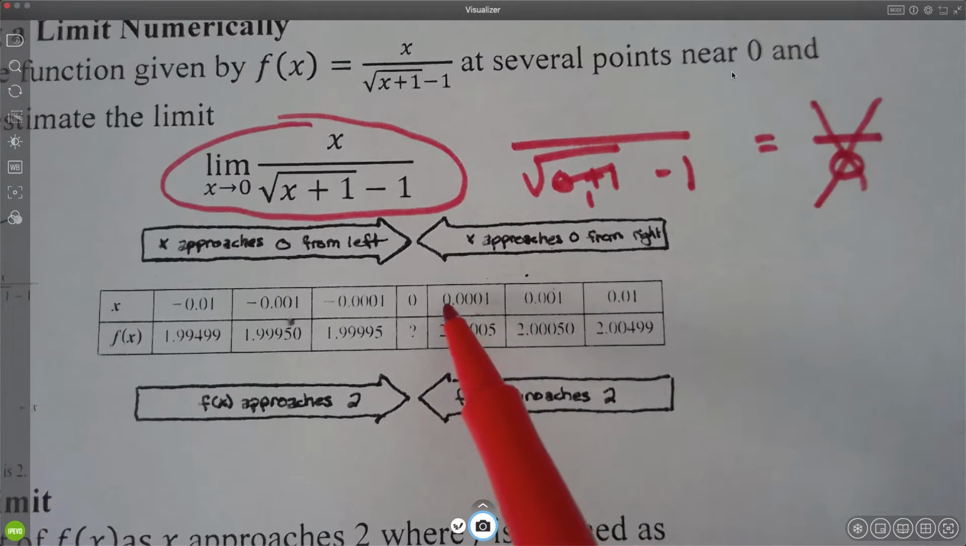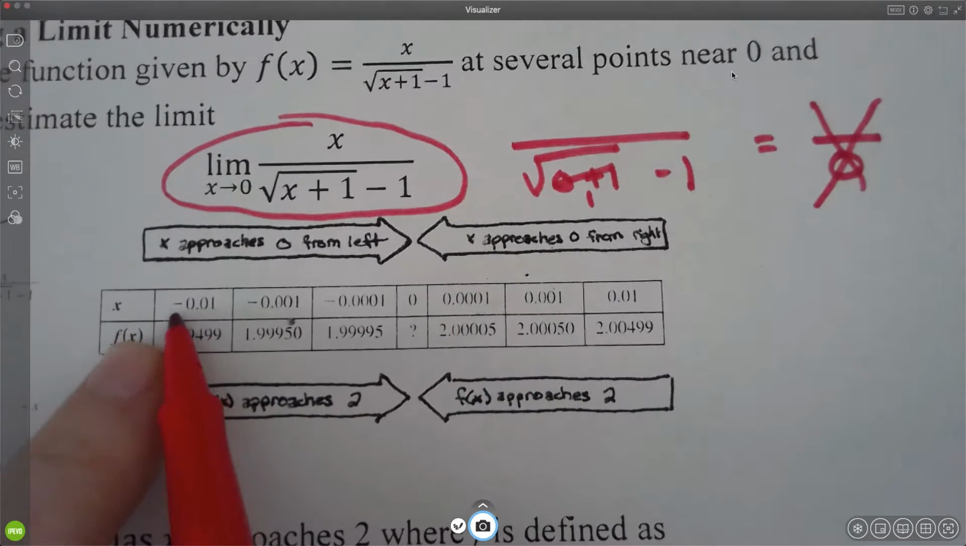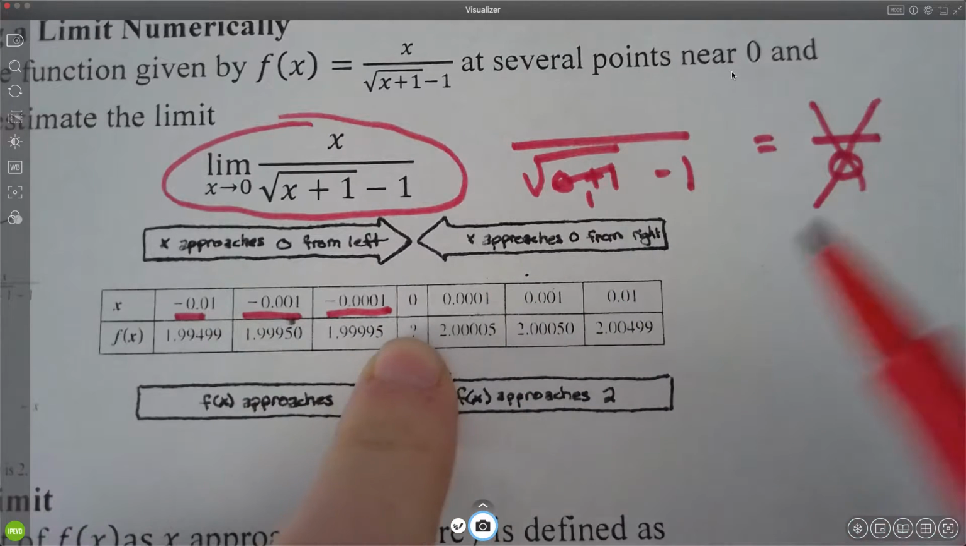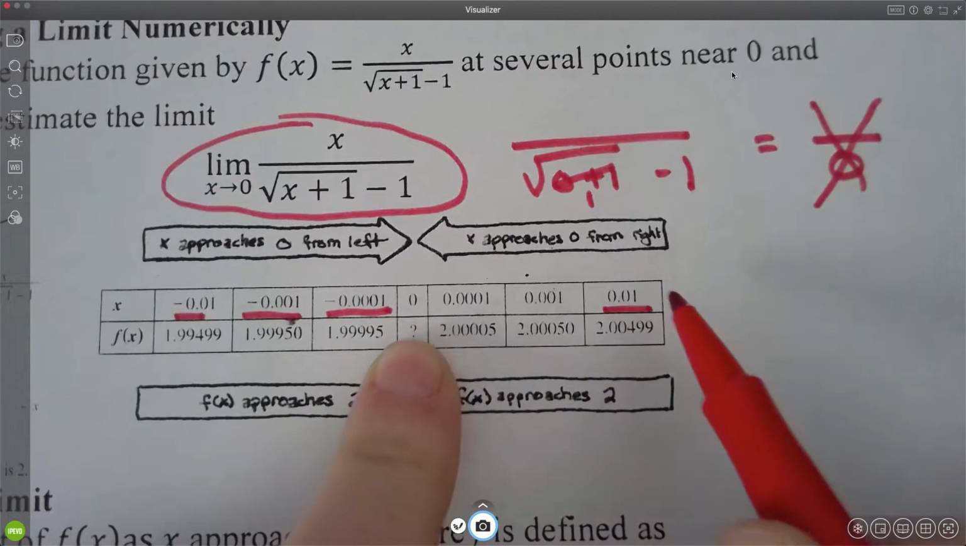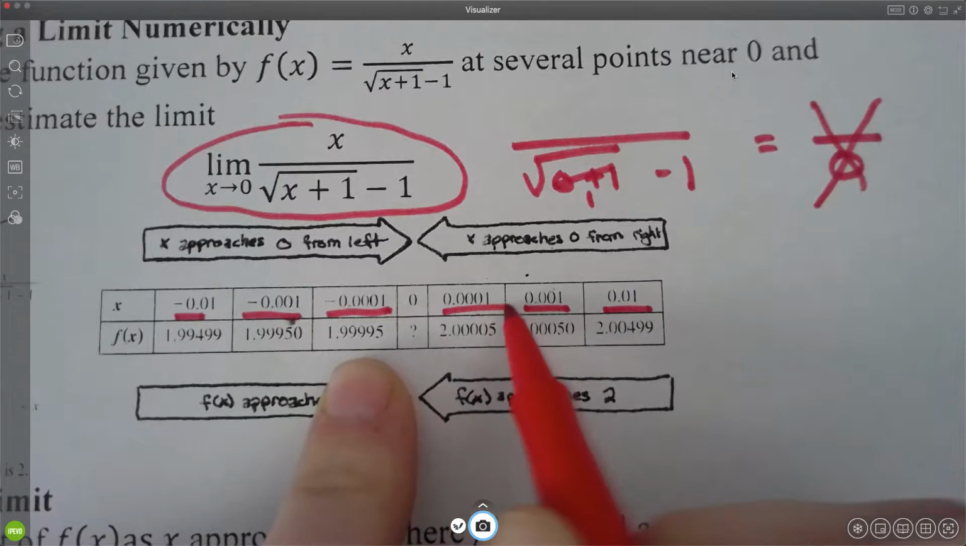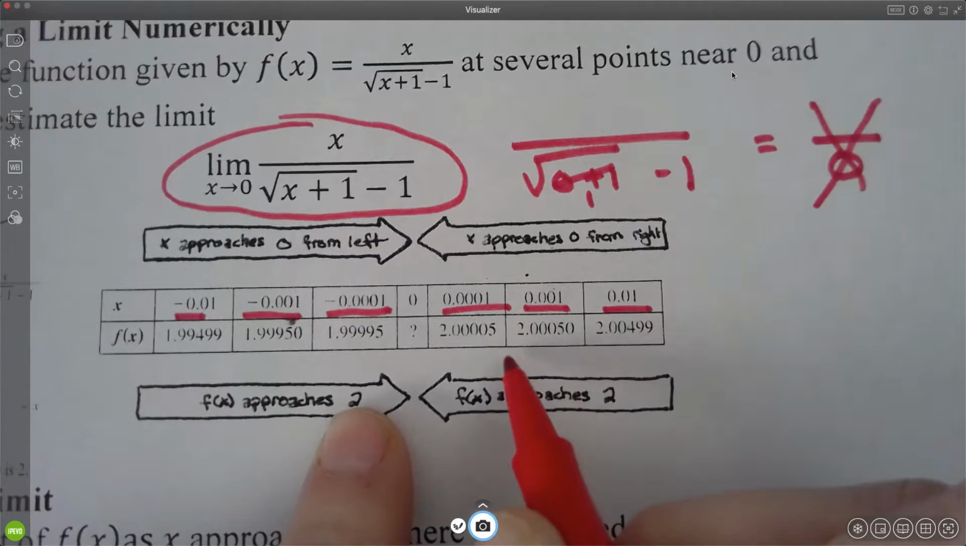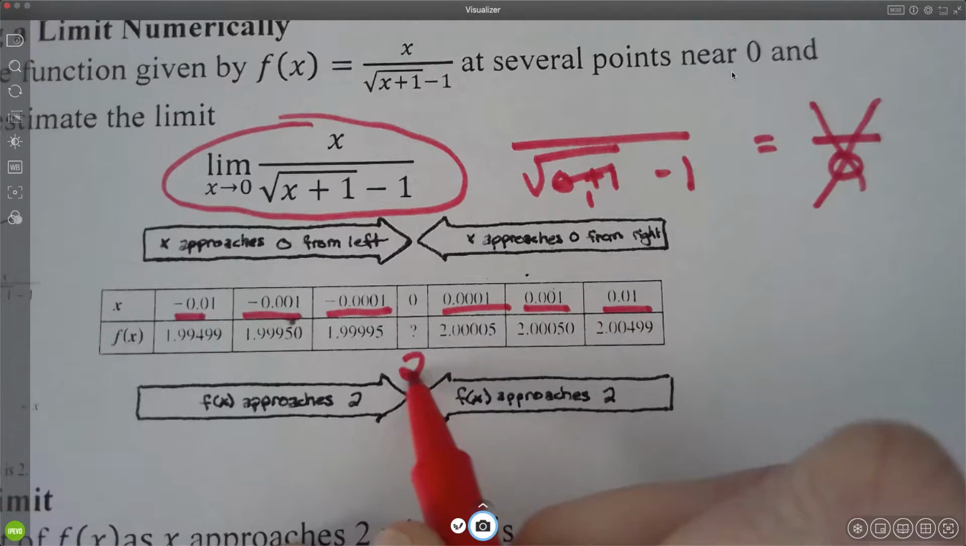So they started with negative 0.01, negative 0.001, and negative 0.00001. And then they started with positive 0.01, positive 0.001, and positive 0.00001, and whatever else. And they're seeing that the y coordinates are getting awfully close to a value of 2.